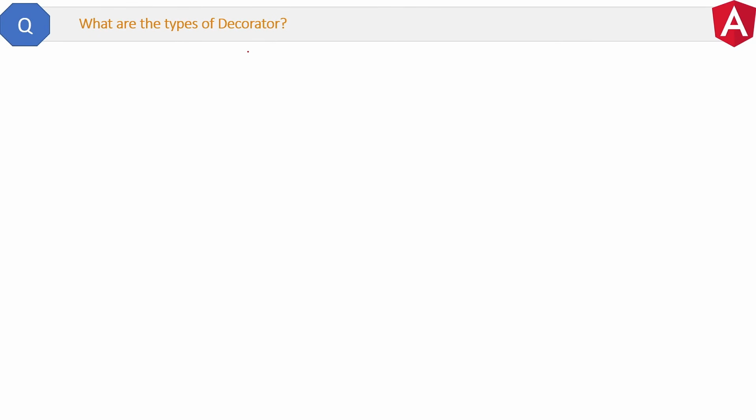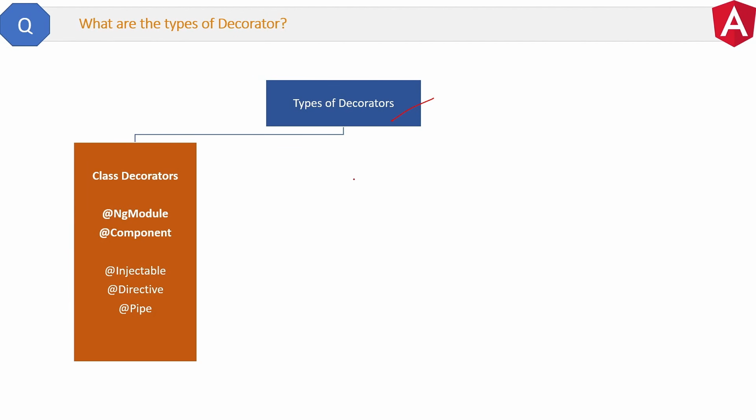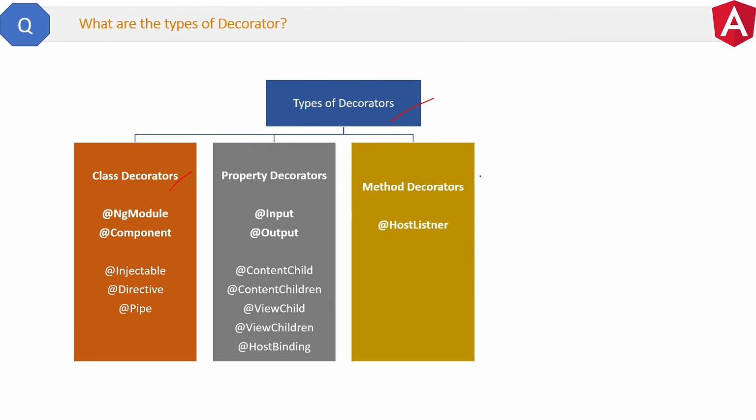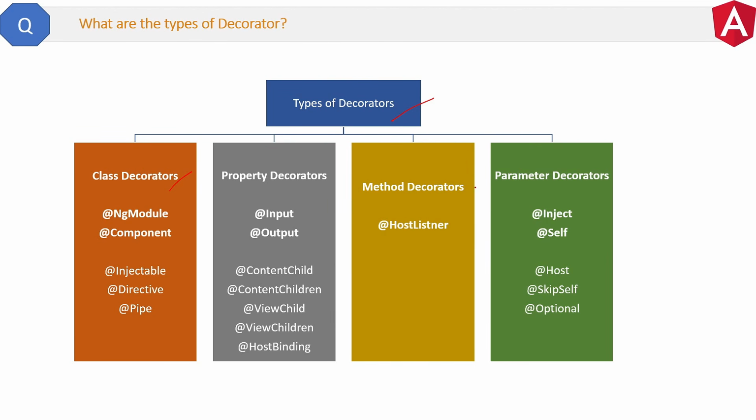What are the types of decorator? Let's see quickly. We have 4 types of decorators: class decorators, property decorators, method decorators, and parameter decorators. Now this class decorator is just a category. The actual decorators are @NgModule and @Component. These are the actual decorators.